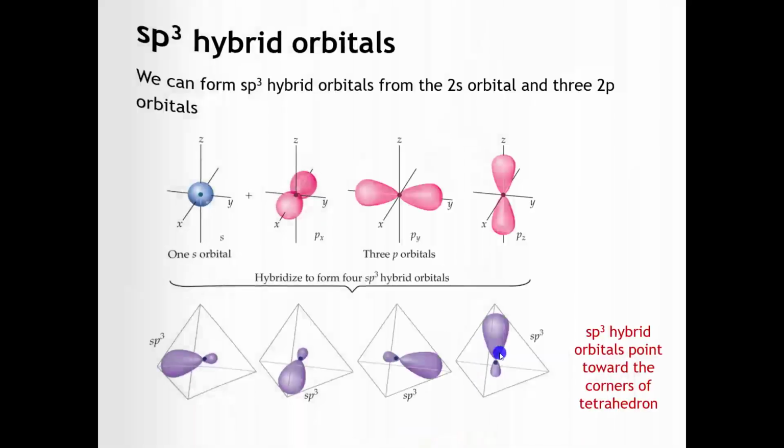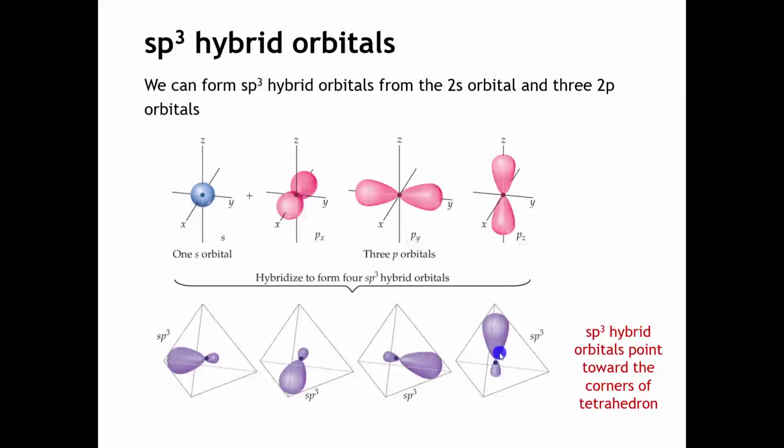Can we keep going? Yes, we can. We can mix together the s orbital and all 3 of the p orbitals, and when we do that, we get something called an sp3 hybrid. And the key takeaway feature of sp3 hybrid orbitals is that the large lobes point toward the corners of a tetrahedron.